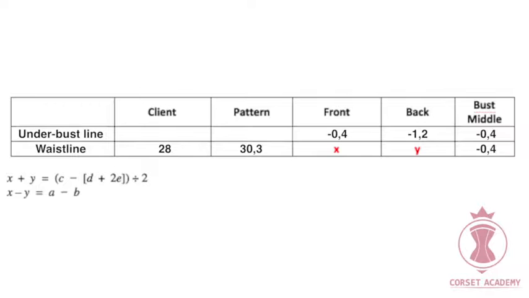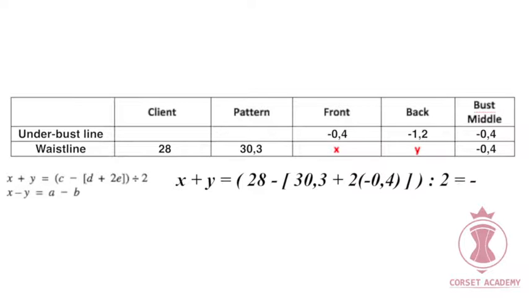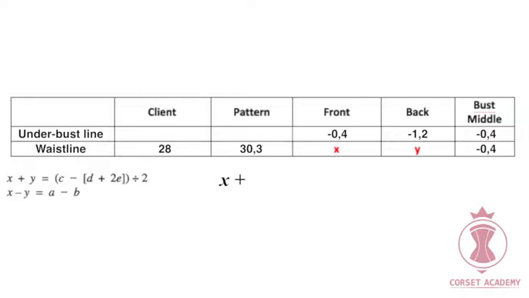I substitute the determined values. X plus Y equals 28 minus 30.3 plus 2 times minus 0.4, divided by 2, equals minus 0.8. X minus Y equals minus 0.4 minus minus 1.2 equals 0.8. X plus Y equals minus 0.8. X minus Y equals 0.8.